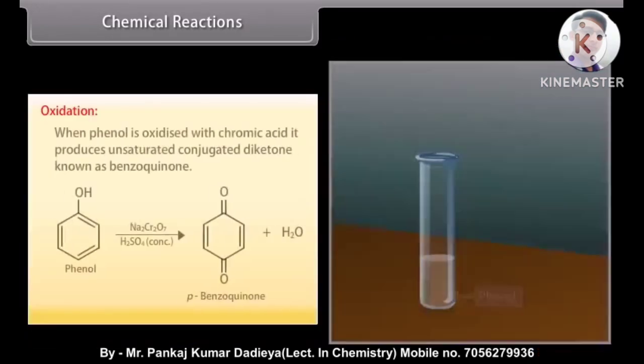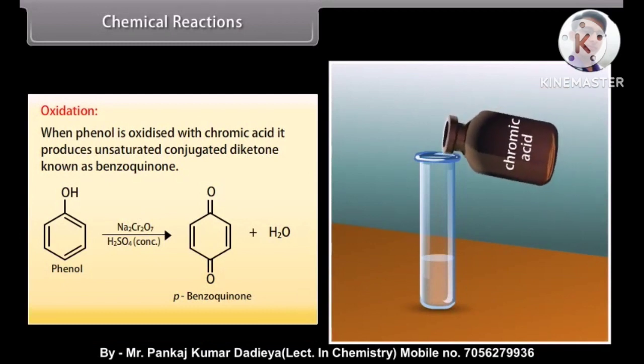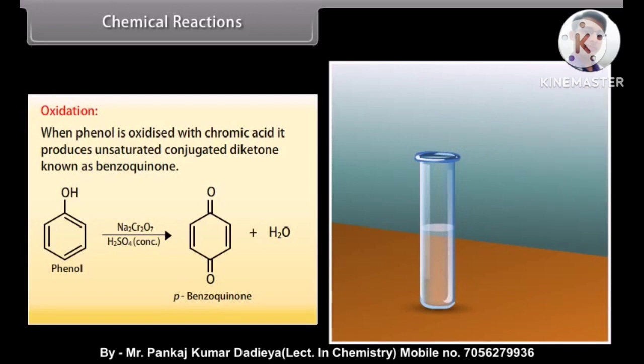Oxidation. When phenol is oxidized with chromic acid, it produces an unsaturated conjugated diketone known as benzoquinone.